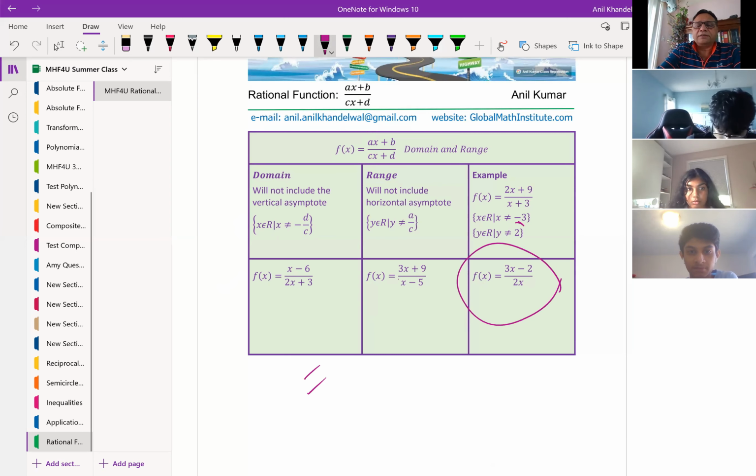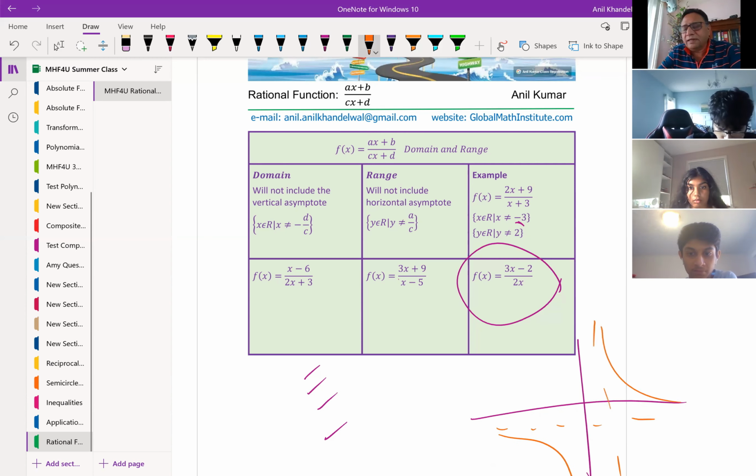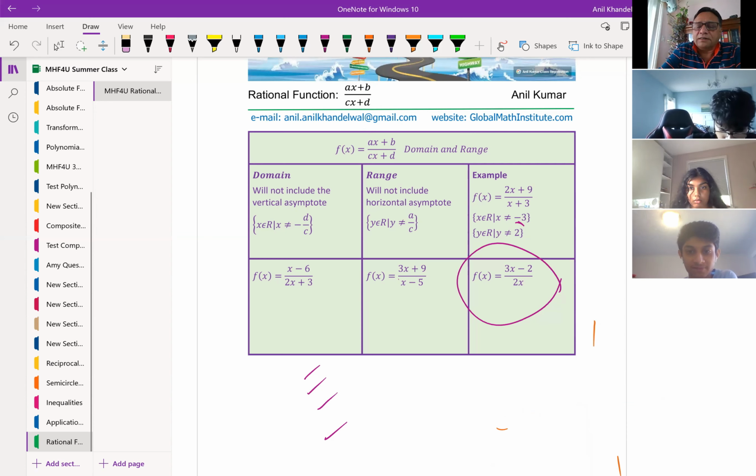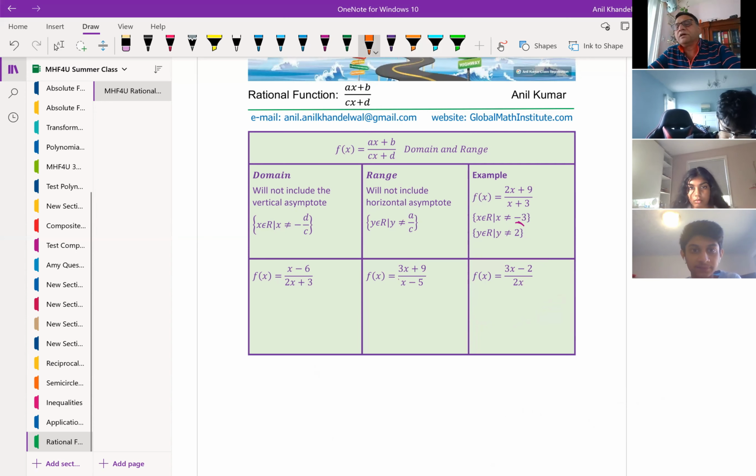You write 5 points: x-intercept, y-intercept, vertical asymptote, horizontal asymptote, right? Domain, range, here's my function. Because you know, this is my horizontal asymptote, this is my vertical asymptote, that's the graph. I'm done. You get the idea. So if you understand the way I'm teaching you, you are going to save such valuable time. This has to be a very simple question.